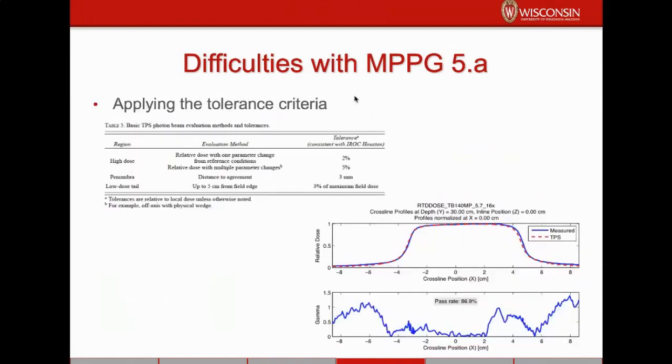Another difficulty is applying the tolerance criteria. For some of the tests, there's multiple tolerance criteria for a given measurement. A good example is looking at a profile. We have high dose, penumbra, and low dose tail.